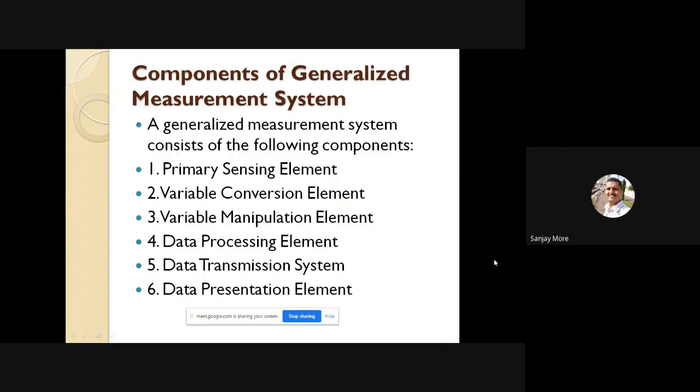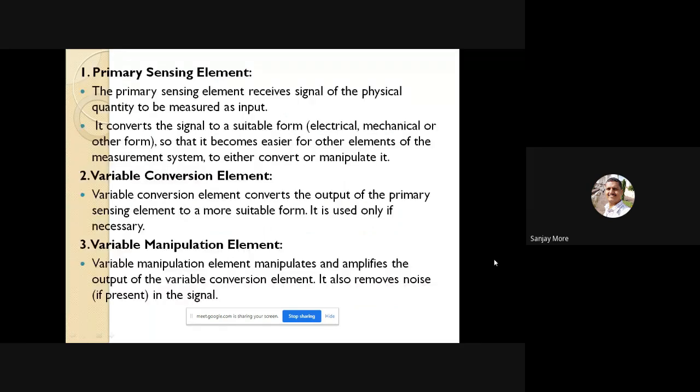Here is the point-wise description of the generalized measurement system. First is the primary sensing element. The primary sensing element receives signals of the physical quantity to be measured as an input. Then the variable conversion element. This is used to convert the output of the primary sensing element to a more suitable form. It is used only if necessary. Third block is the variable manipulation element, which manipulates and amplifies the output of the variable conversion element.